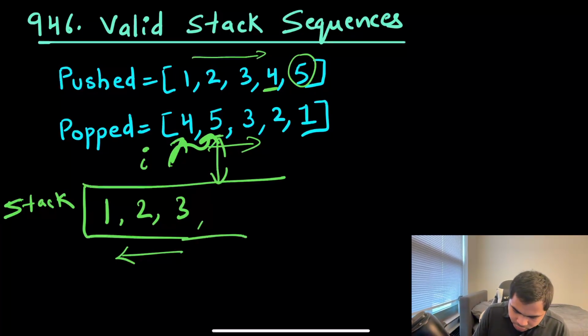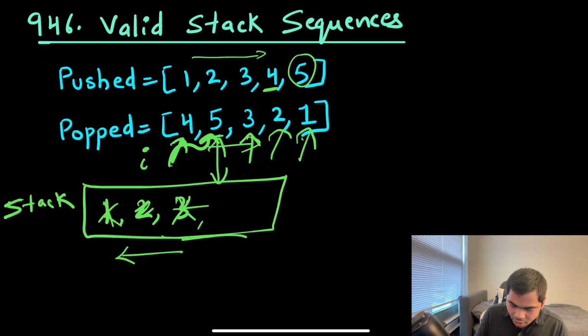So 5 is gone. Then the top of my stack, basically my pointer, is at 3. 3 is gone. I delete this. Then 2 is gone. Then 1 is gone. Now you see, so now my stack is empty. This is an empty stack.